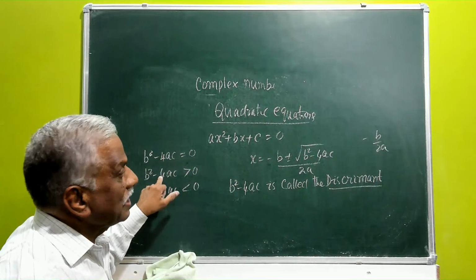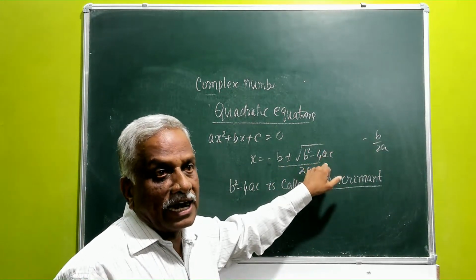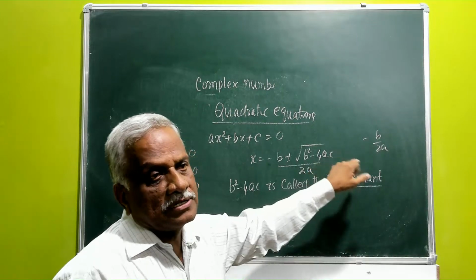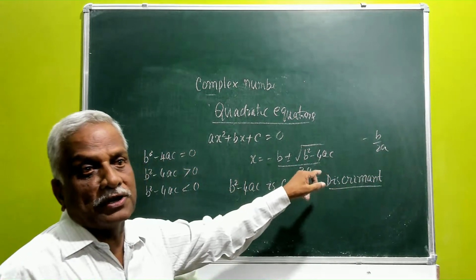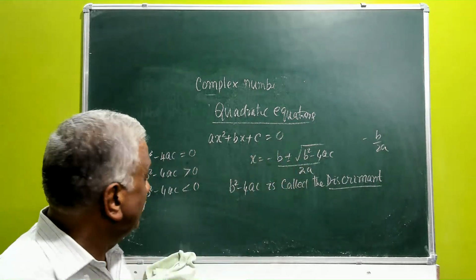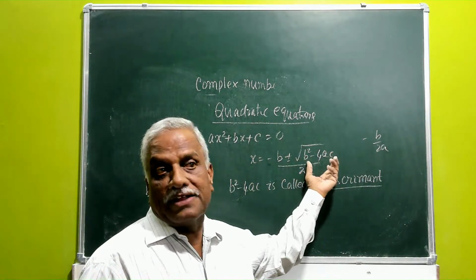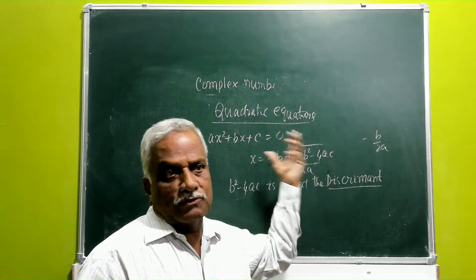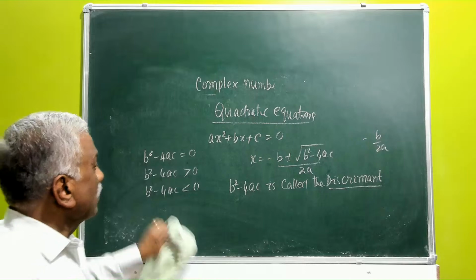If b square minus 4ac is greater than 0, the square root exists, and that number is going to be real. Roots are real and distinct, both are different, because for plus and minus you get different roots. If b square minus 4ac is less than 0, that means you are getting a negative sign inside the root expression. So what will happen in that case? It becomes imaginary.